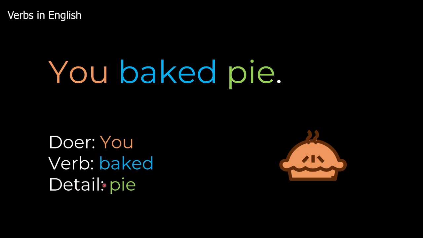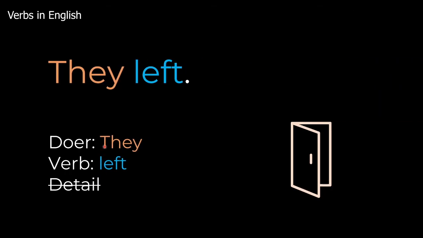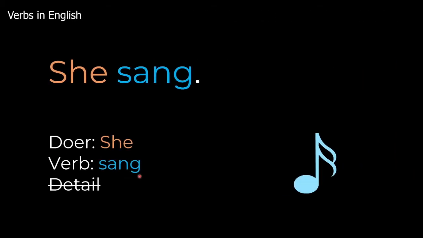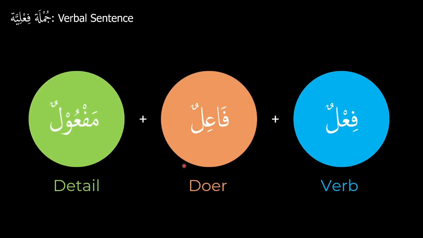But you should know that the detail isn't always required to form a sentence. It might be optional, or the verb may not support a detail. So for example, you have they left, right? They is the doer here, and the verb is left, but there's no detail because it's not needed. And the same thing with she sang. We have the doer, which is she, and the verb, which is sang, but there's no detail because it's just intransitive here.